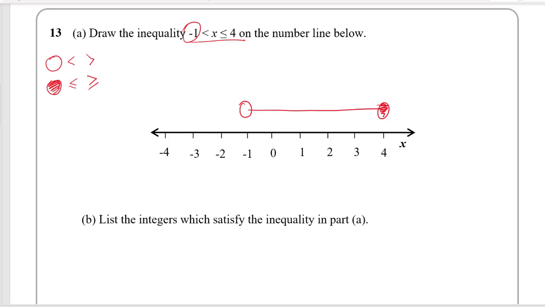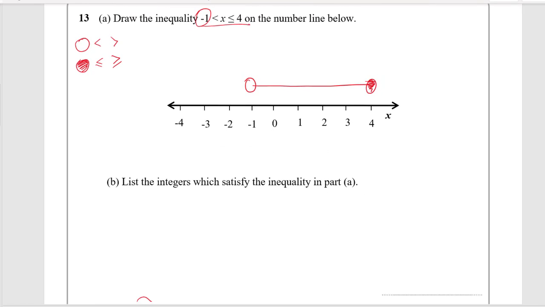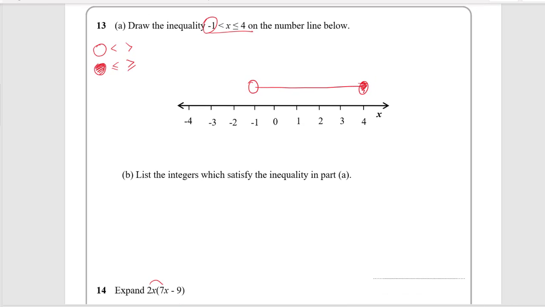List the integers which satisfy the inequality in part A. We can see the numbers between: it cannot include minus 1, but it can have 0 because it's not equal to. So we have 0, 1, 2, 3, and it can include 4 because x is less than or equal to 4. These are the numbers.